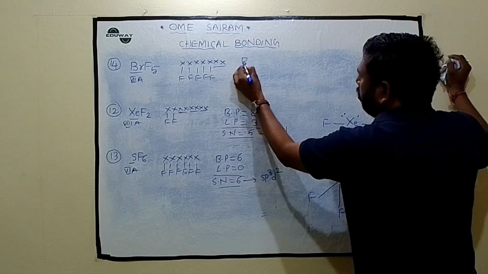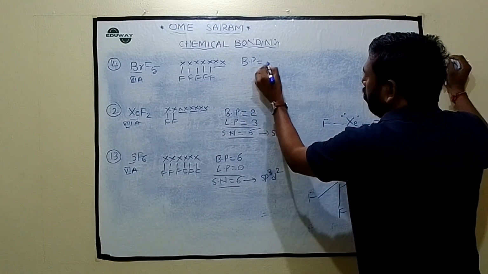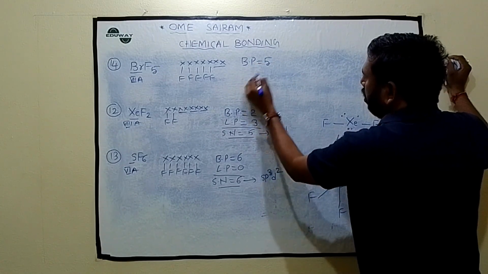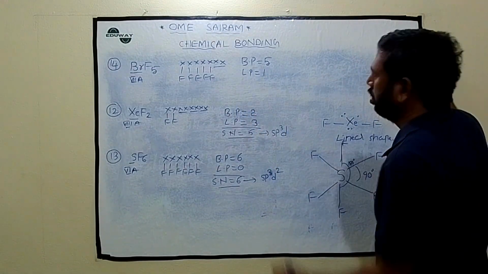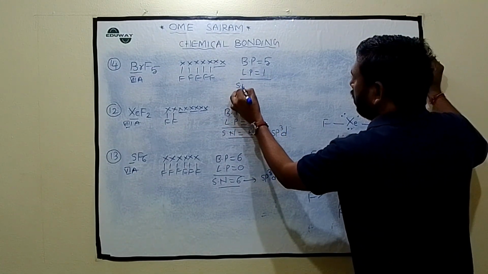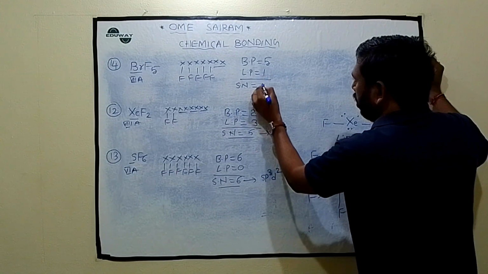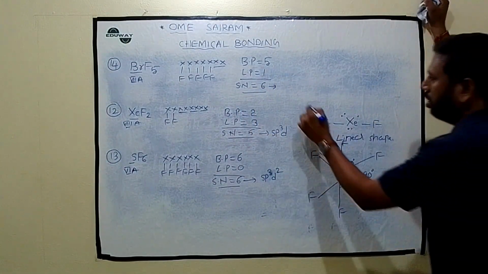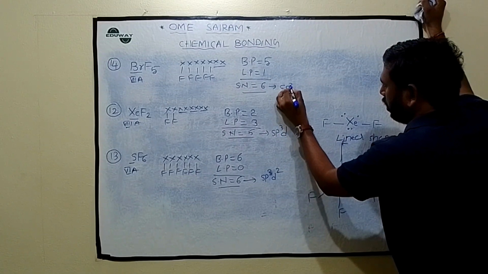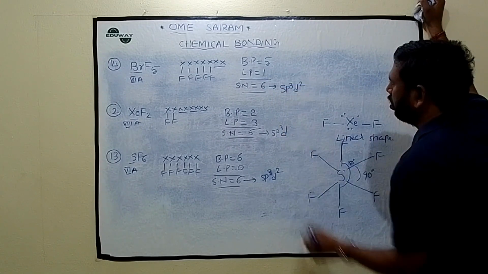Now in BrF5, how many bond pairs? 5 bond pairs, and lone pairs 1 lone pair. Steric number equal to 5 plus 1, 6. If any molecule has steric number 6, the hybridization should be sp3d2.